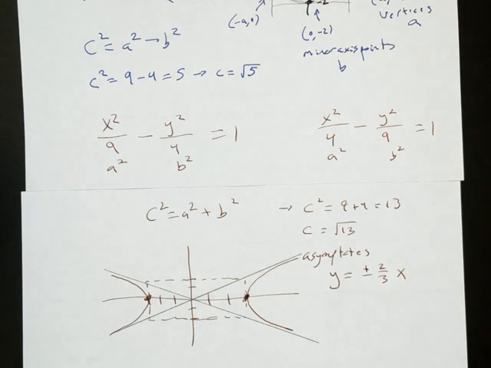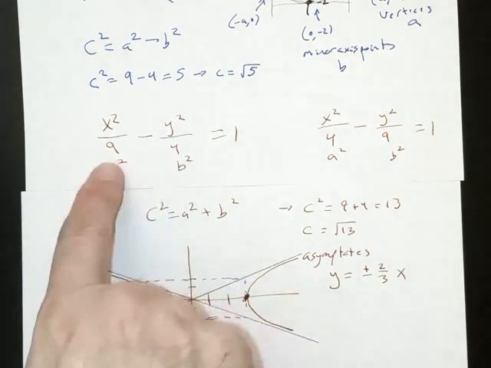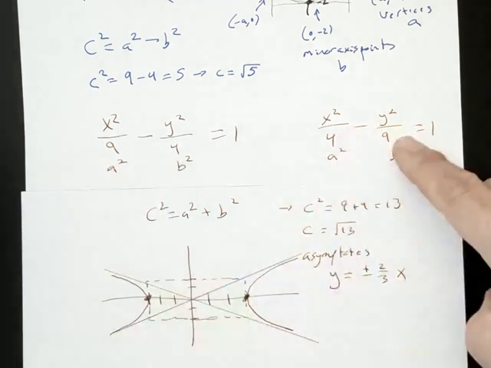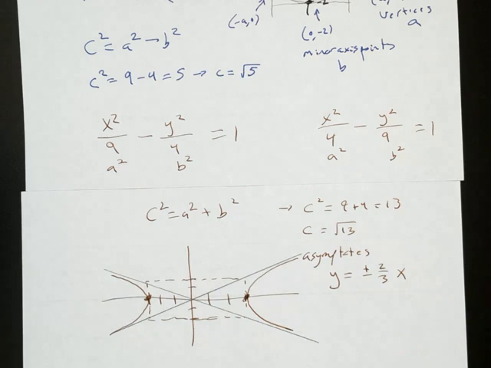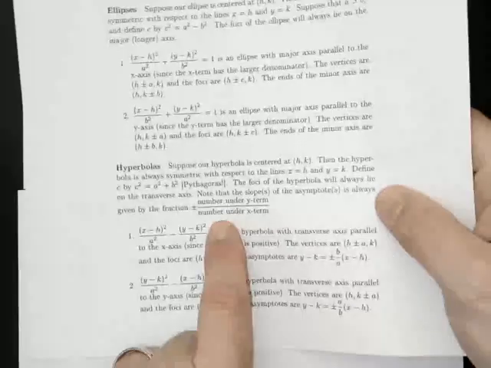If we had an h and we had a k, we could move those around: y minus k equals plus or minus 2/3 times x minus h. But you always get the slope, y number, x number. If we were doing this one, the slope would be 3/2. Again, that's not in here, but it is on the formula sheet.